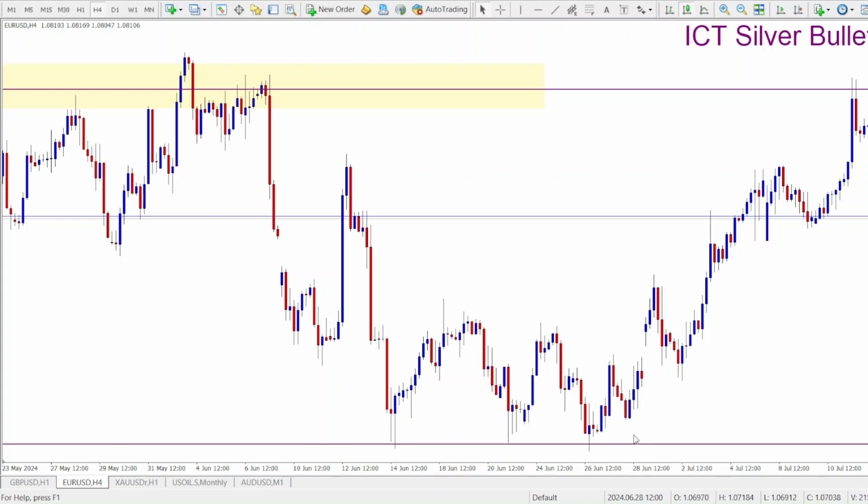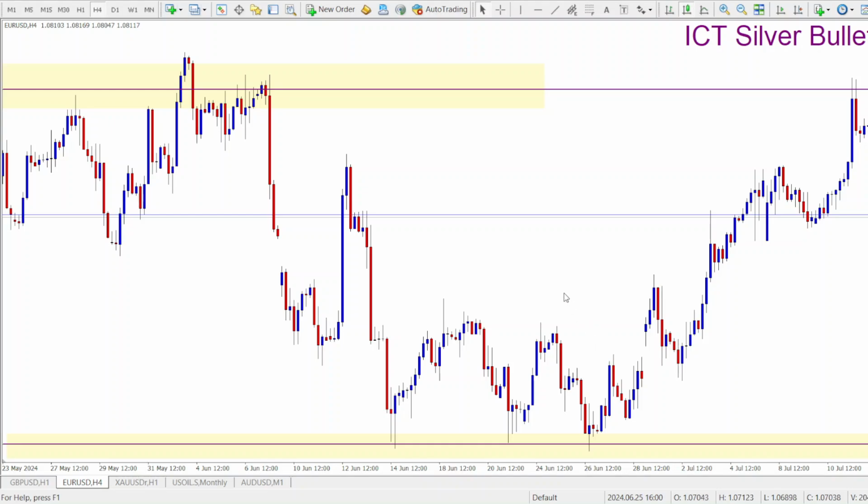You can see this is a zone for support. So this is another silver bullet spot.